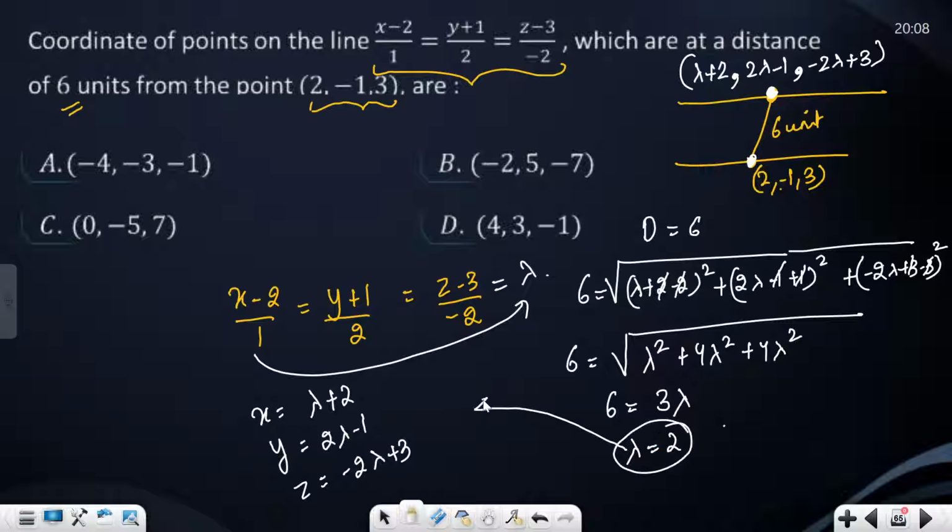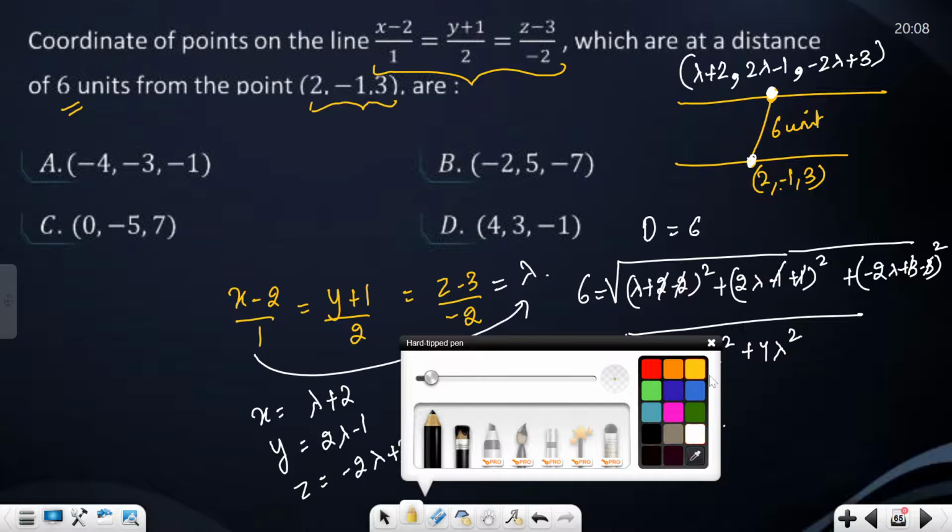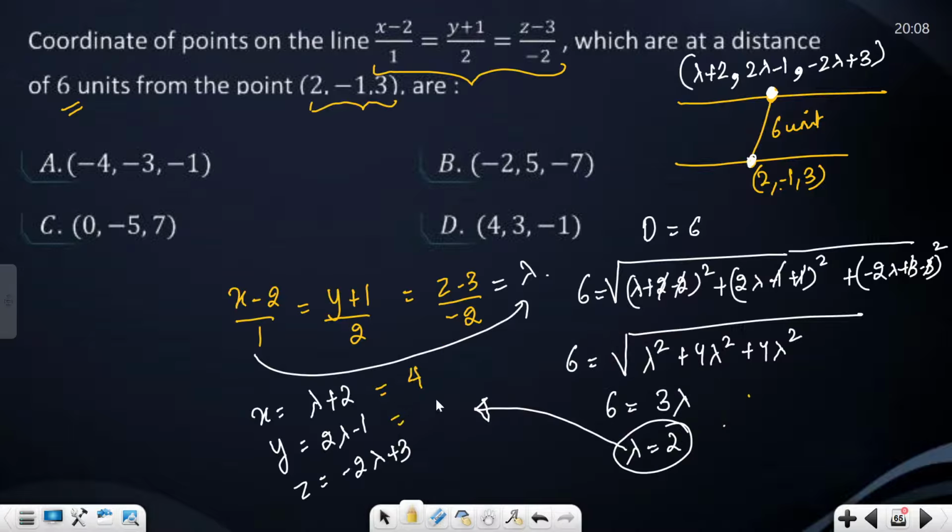Lambda is equal to 2. The moment you know the lambda, now you know the coordinates as well. So the coordinate will be 2 plus 2, 4; 2 times 2 minus 1, 3; and minus 4 plus 3 is minus 1. So 4, 3, minus 1. That is matching with option D, my dear students. Option D. Correct? Yes. Okay. Clear?